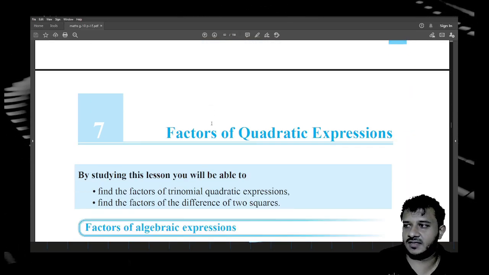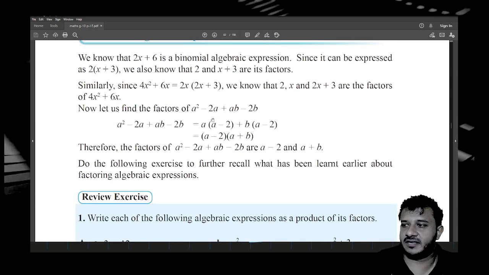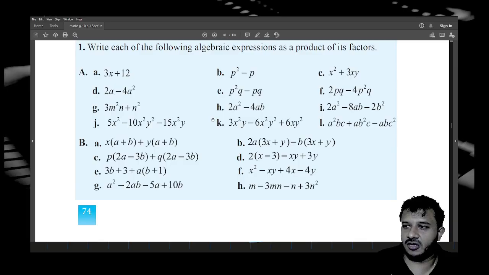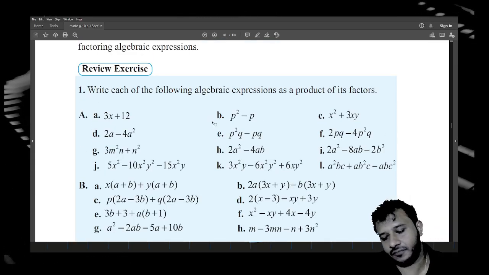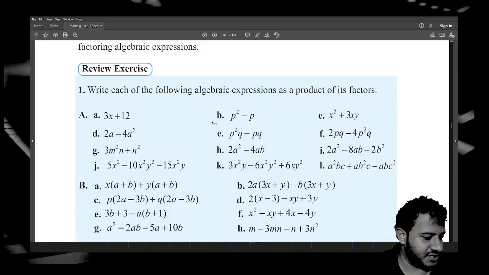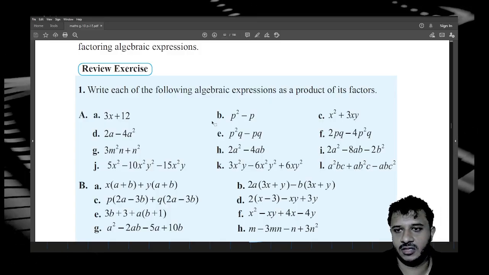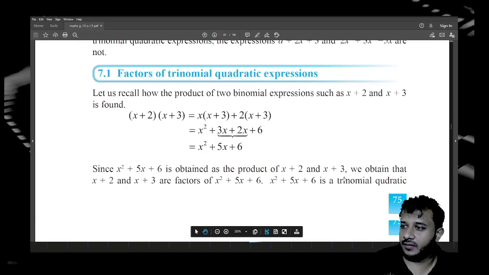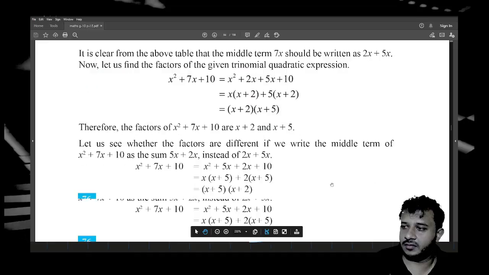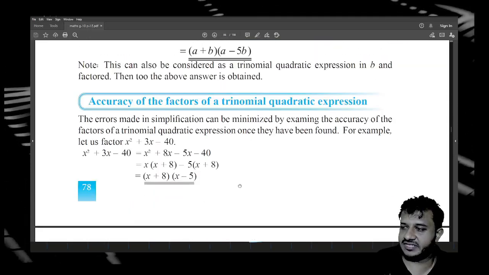The next one is factors of quadratic expressions. Factors of quadratic expressions. Anyone got any doubts with the review exercise? Factors of quadratic expressions review exercise. Any doubts or any issues with it? No one? Okay. Then factors of quadratic expressions.